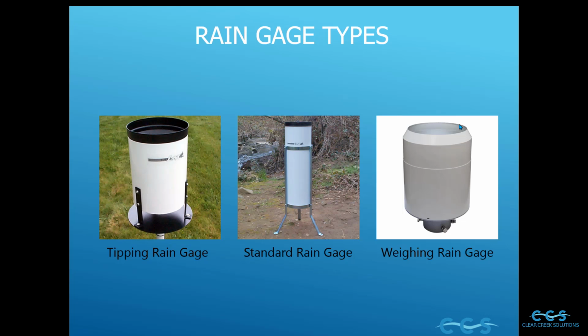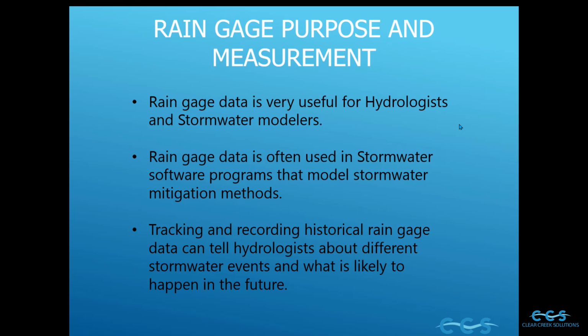And here are some pictures of each one. We've got the tipping rain gauge. You can see there are many variations and products of the different rain gauges. These are just a few that I found. The standard rain gauge and then the weighing rain gauge with the mechanism at the bottom measuring the weight.